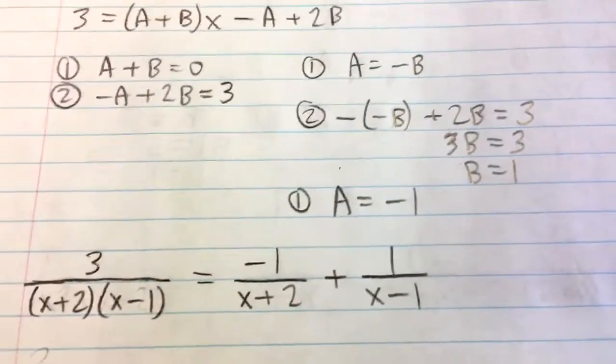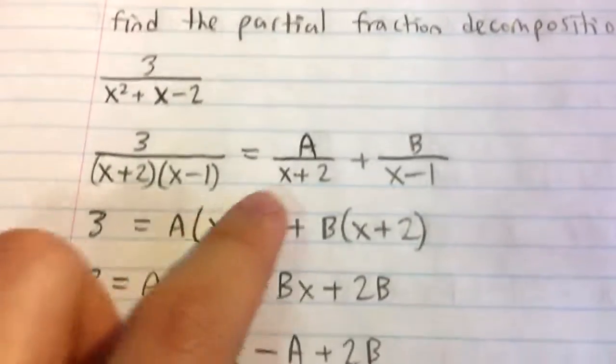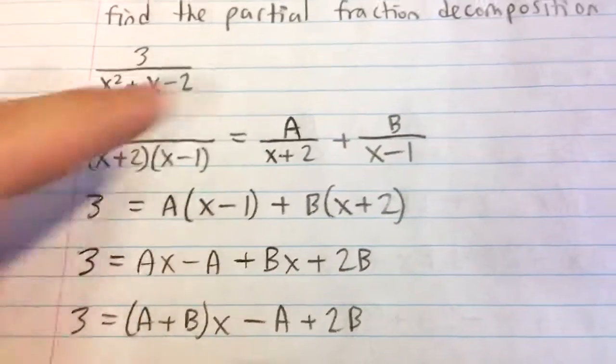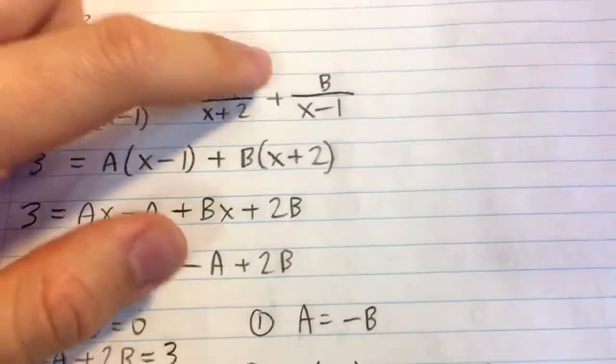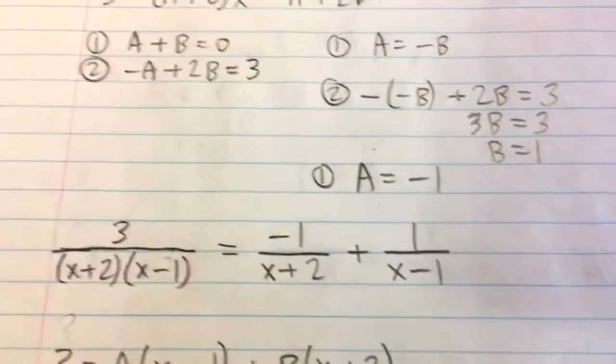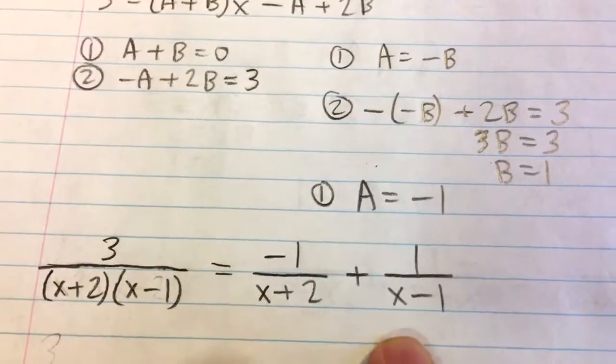And so I'm going to plug those two values back into the original fraction here. So A is negative 1, so I have negative 1 over x plus 2, plus B is 1, so it's 1 over x minus 1. And so this is our final answer.